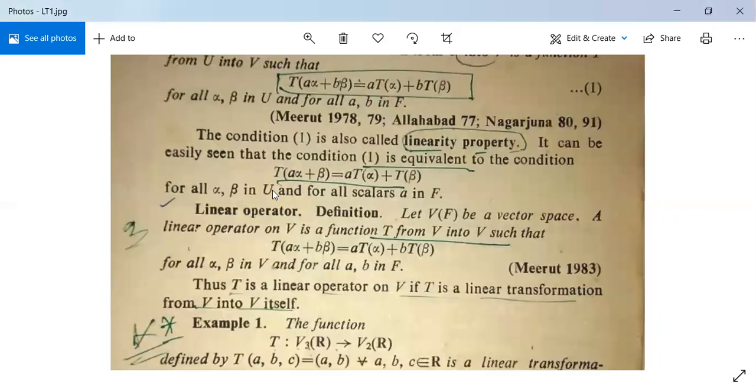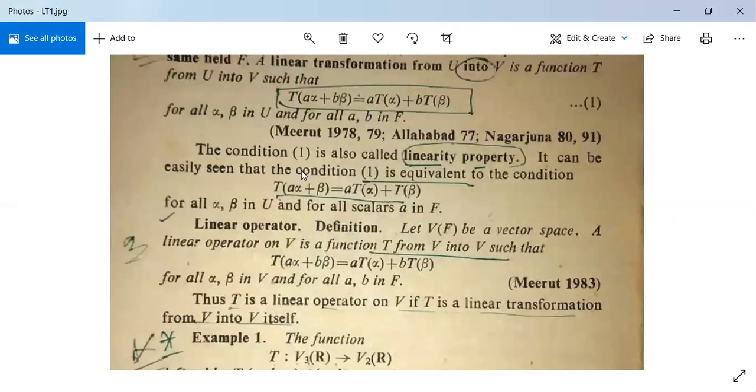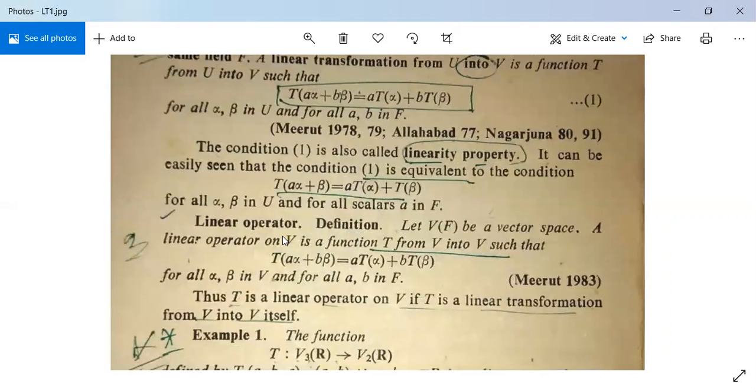Now come to linear operator. When U and V are the same vector space, let V be a vector space, a linear operator on V means T is a function from V into V such that T(aα + bβ) = aT(α) + bT(β) for all α, β in V and for all a, b in F. So in the case of a linear operator, both the vector spaces are the same, but in the case of a linear transformation, the two vector spaces are different.